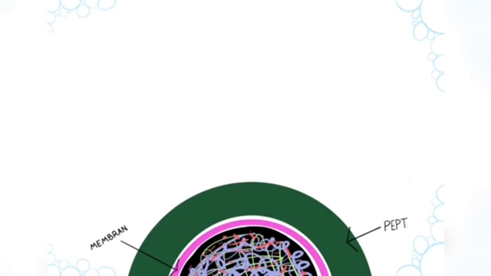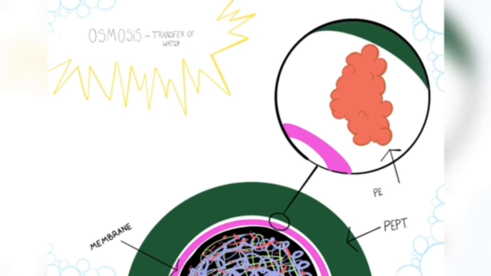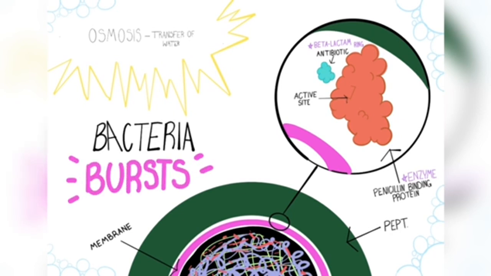This shows a gram-positive bacteria with peptidoglycan and a membrane. Bacteria are constantly going through osmosis, or the transfer of water in and out of the cell. The peptidoglycan layer allows for structural support against this pressure. In the cell, there is a penicillin binding protein. Penicillin antibiotics find the penicillin binding protein's active site and bind to it. The beta-lactam ring opens and binds to the active site. This prevents the proper formation of the peptidoglycan layer, and the bacteria bursts.